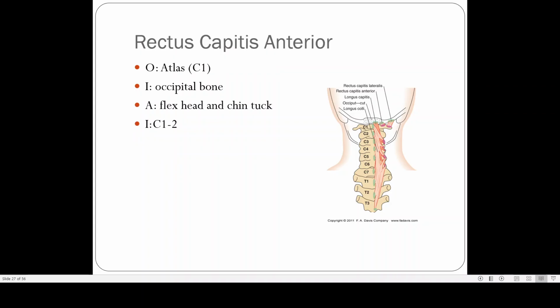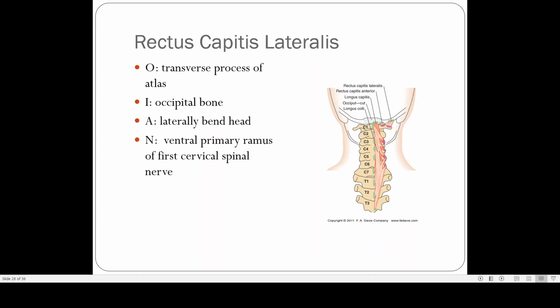Rectus capitis anterior, super tiny little muscle coming from C1 up to the occipital bone. So it's going to flex the head and help with a chin tuck, but only as the head moves on C1. It's getting innervation from spinal nerve roots C1 through 2.